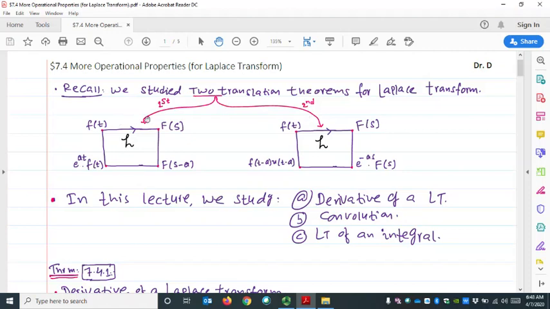In the first translation theorem, we transform capital F of s to capital F of s minus a, multiplying the signal little f of t by e to the power at. And in the second translation theorem, we delay the time t to t minus a by multiplying the transform by e to the power negative as. So now in this lecture we study derivative of a transform, convolution, and Laplace transform of an integral.